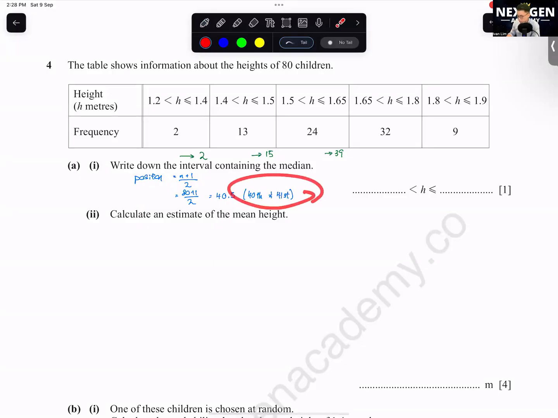So you can guess already. Where's the 40th and 41st? The next value will be 40th and 41st, right? Until the 71st value will be over here in this class, 1.65 to 1.8. Then this one you'll get 80. Basically, I'm calculating the cumulative frequency over here. Everyone understand? You just keep adding it up over and over again. So where is my median? My 40th and my 41st position will be over here, my 1.65 to 1.8.